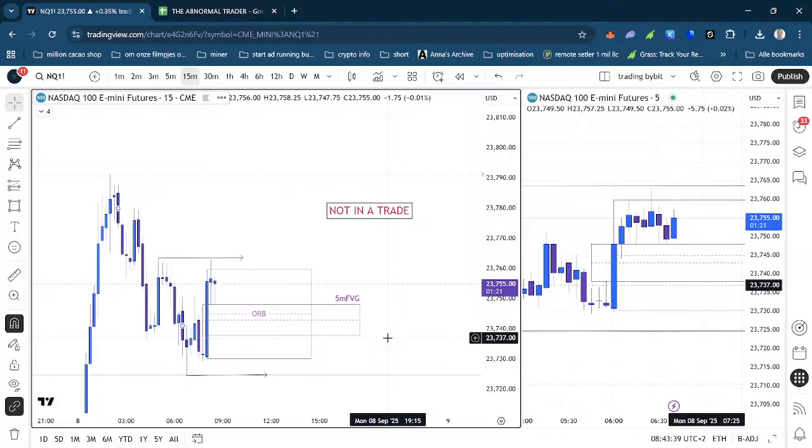So 9 o'clock is the session actually. 9 o'clock opens London. 10 o'clock is nothing special, or at least in my time anyways.